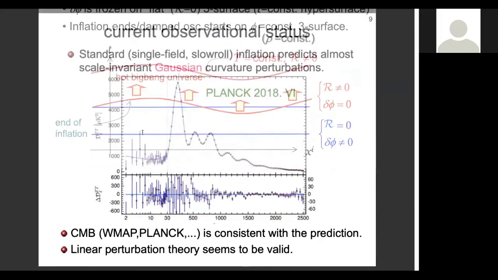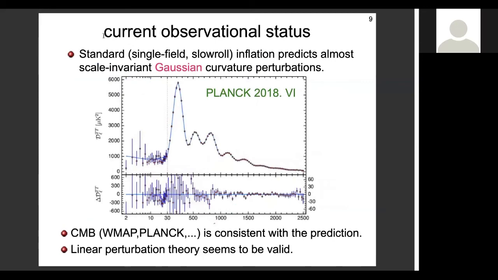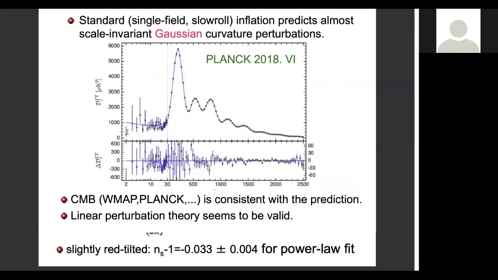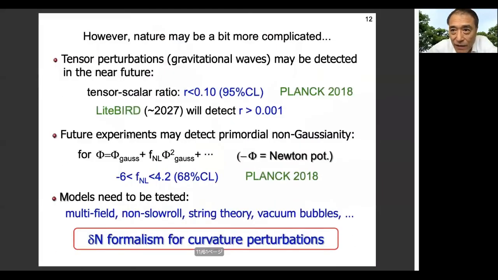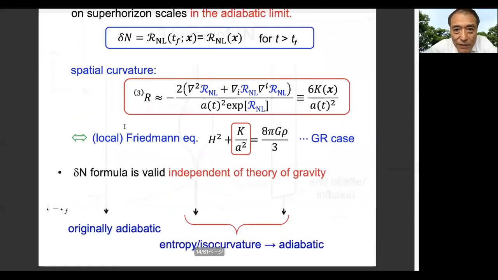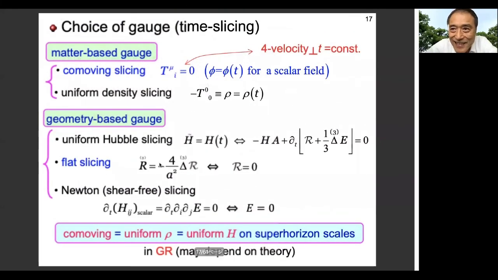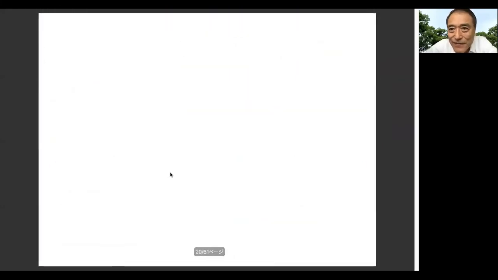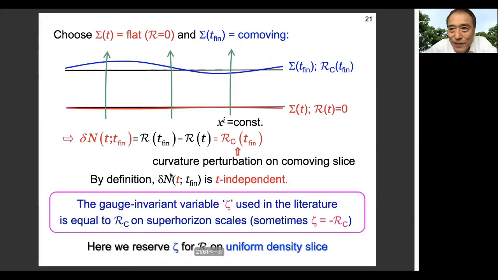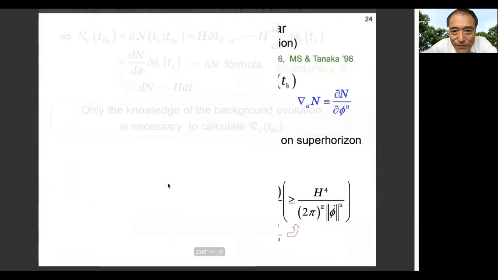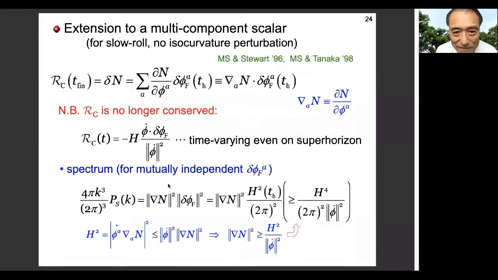Can I ask a question? Sure. Could you please turn to page 24? Okay, so wait for a minute. Okay. So here, the first equation is dN/d phi_a. At which time is this evaluated?